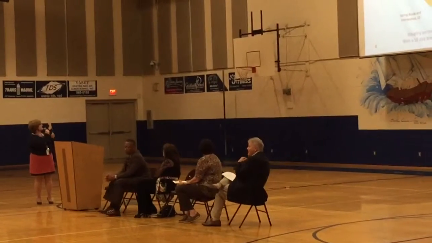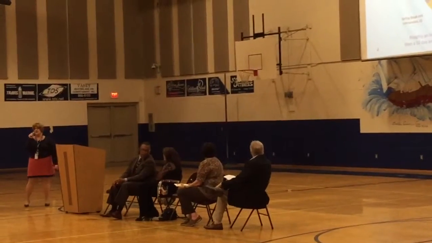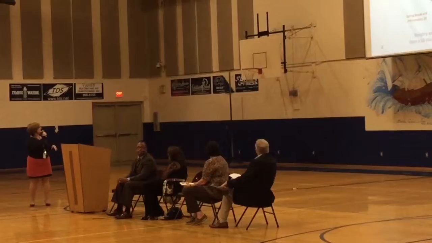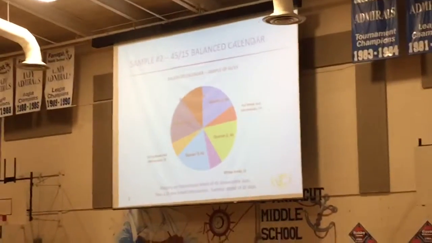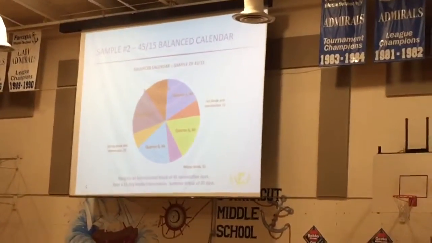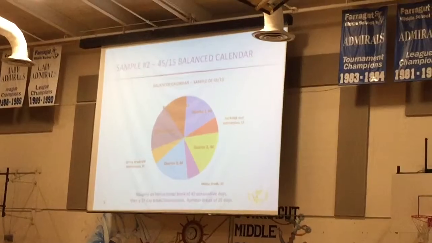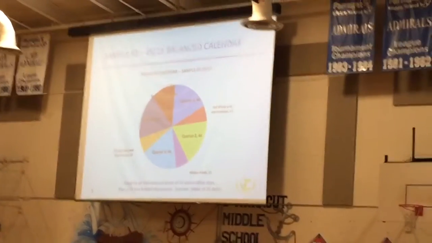Another model that is out there, and I've had a child that's on this next calendar. It's a 45-15. There we go. I had one of my children on a 45-15 while the others were on a traditional. That's kind of challenging, I will say, from having done that.